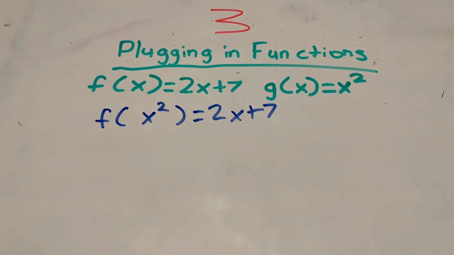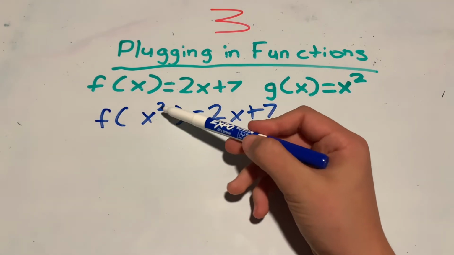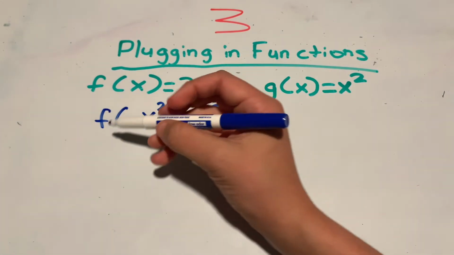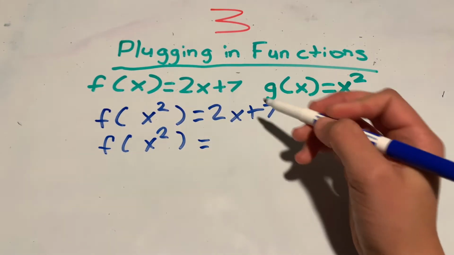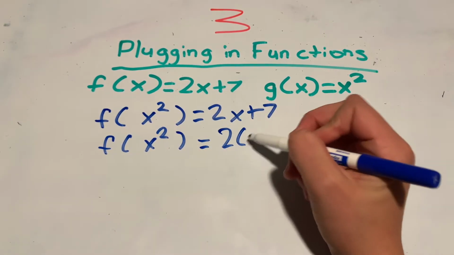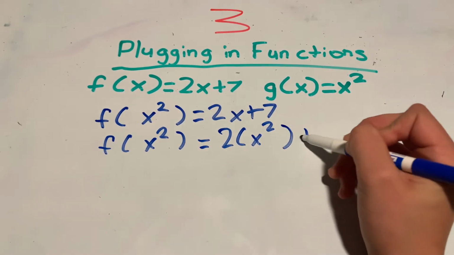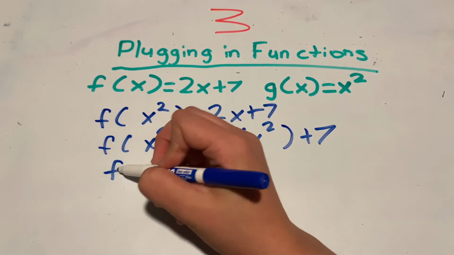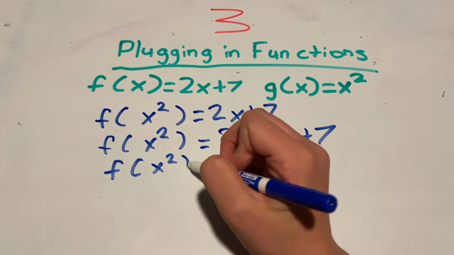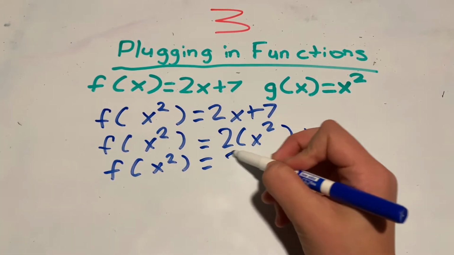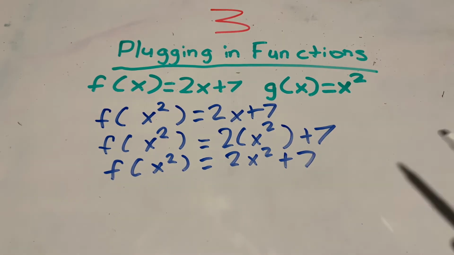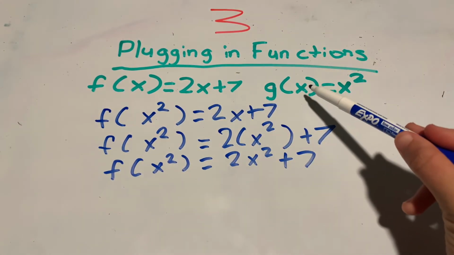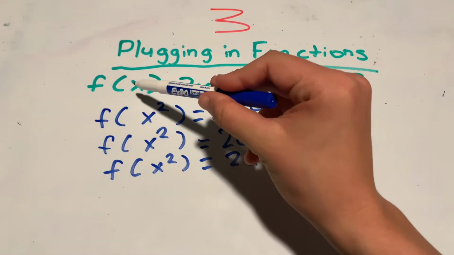So from our last method, the second way, plugging in variables, this is pretty much a similar thing as soon as we get to this part. So we're going to plug in the x squared into the x right there, 2 parentheses x squared plus 7. We're going to solve it out now. So that equals 2x squared and then plus 7. So boom, we got g of x getting plugged into f of x.